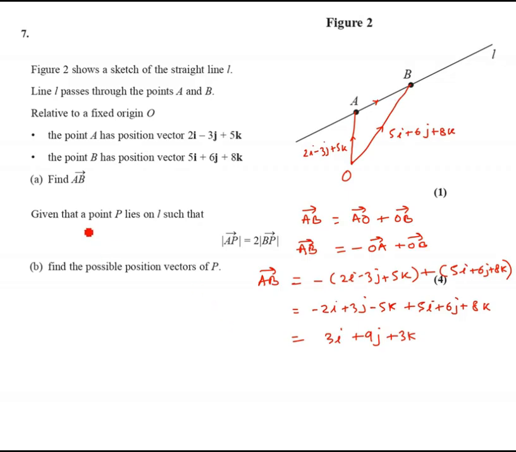Now part B, given that point P lies on L such that the magnitude of AP is twice the magnitude of BP. Okay, so find the position vector of P. Okay, so I'll change the color of my pen for this question.